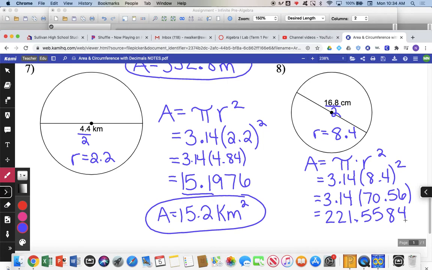I always forget to multiply. Alright, so then for your last step, does it stay 0.5 or does this tell us to round up? Round up to 6. 221.6 centimeters squared. Very good.